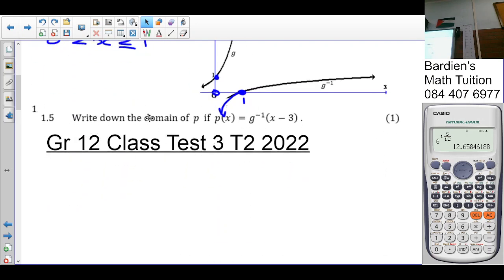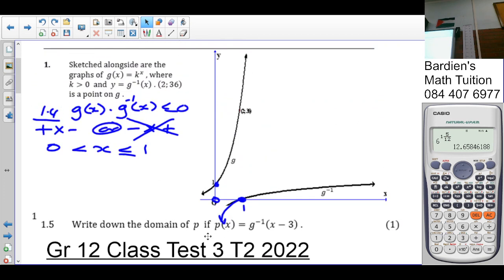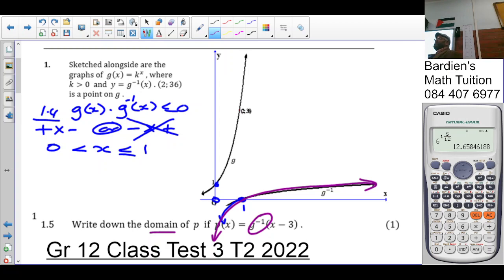It says write down the domain of p of x equal to the inverse function of x minus 3. So something you must take note of at this point is, what is the domain of the inverse function? What is the domain of this function? What is the domain of that function? X is more than 0. Not so? So this part of the graph is. The domain is all possible x values.